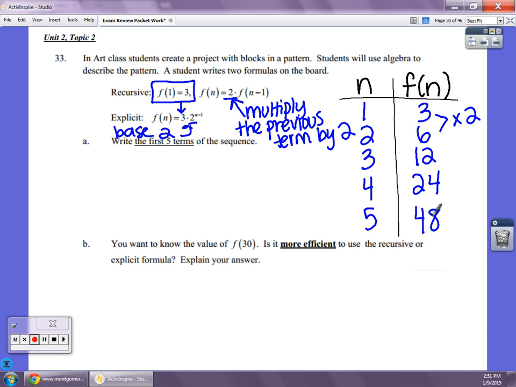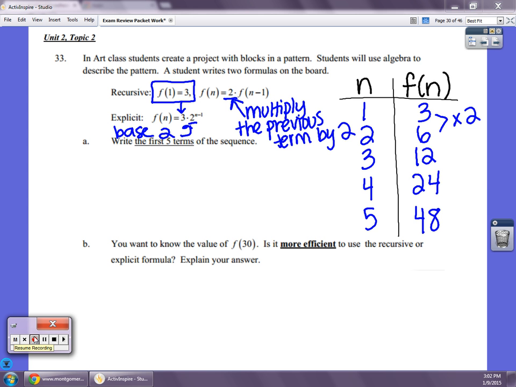You want to know the value of f of 30. Is it more efficient to use the recursive or explicit formula? Explain your answer. Okay, well, when we were filling out the table, what we really were doing was using the recursive pattern, because the recursive pattern says multiply the previous term times 2. So if you look at what we did, we started with 3 and I multiplied times 2. So 3 times 2 is 6, and we're just going to keep that pattern going. And that's really what we're doing when we use the recursive formula. The explicit formula, however, allows us to.